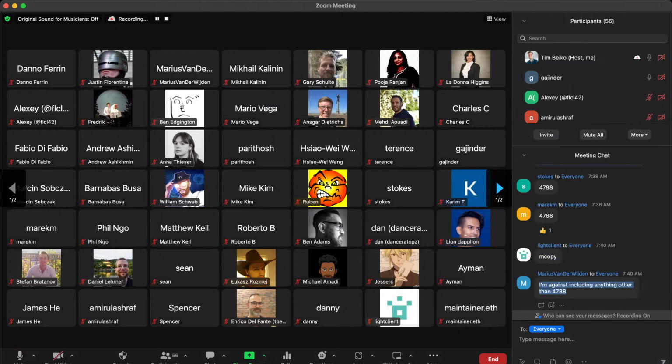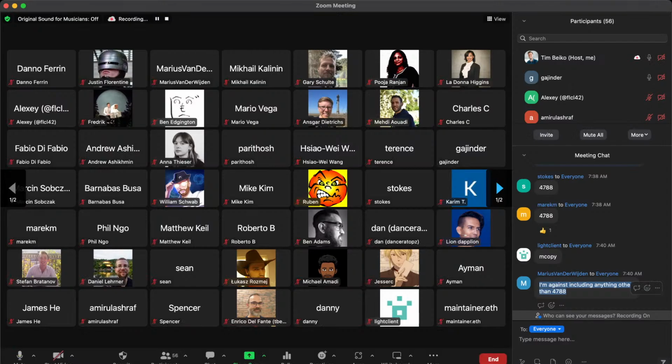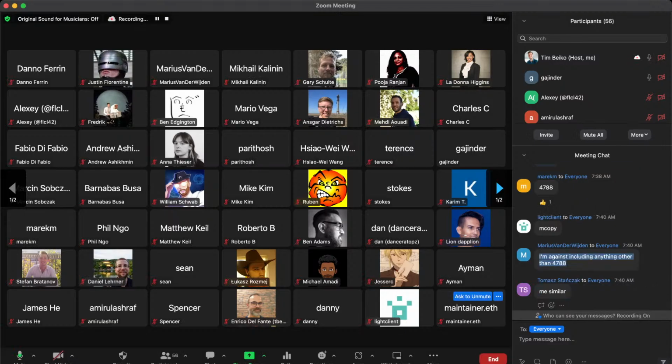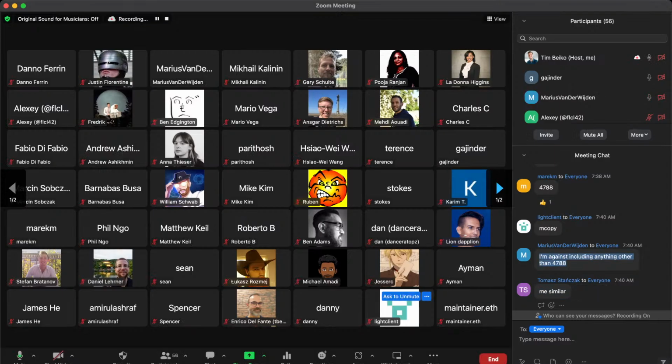Okay, so I guess, yeah, let's start with pay. Does anyone feel strongly for or against the pay opcode? Maris and Tomasz are saying they'd like to keep the scope.